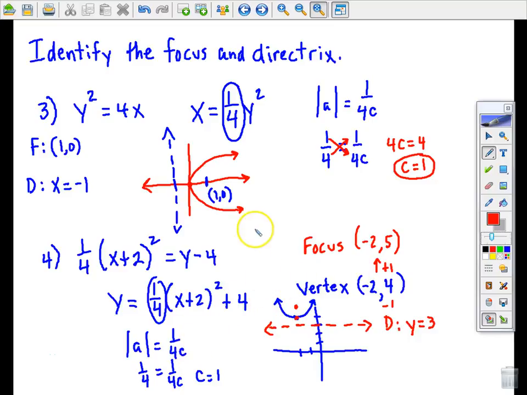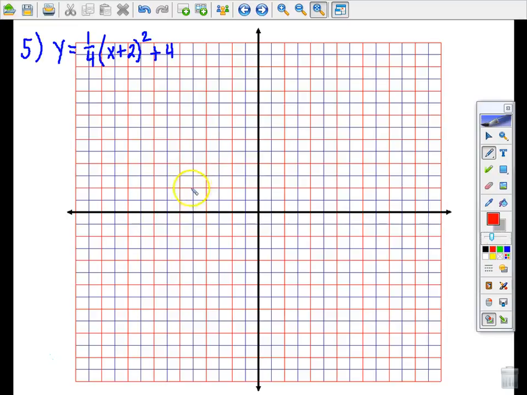All right, so since all we're asked to do here is identify the focus and the directrix, we did that, and now number 5 is going to ask us to go ahead and sketch the official graph. So let's just make this official. Let's remember the vertex is -2, 4. All right, and we've already found the focus, so that's pretty easy. Here's the focus. Here's the directrix.